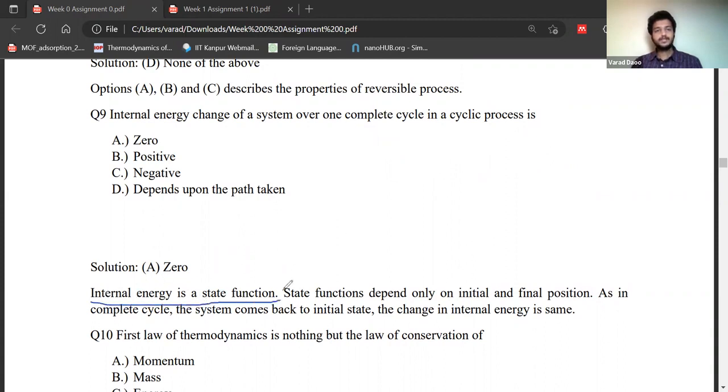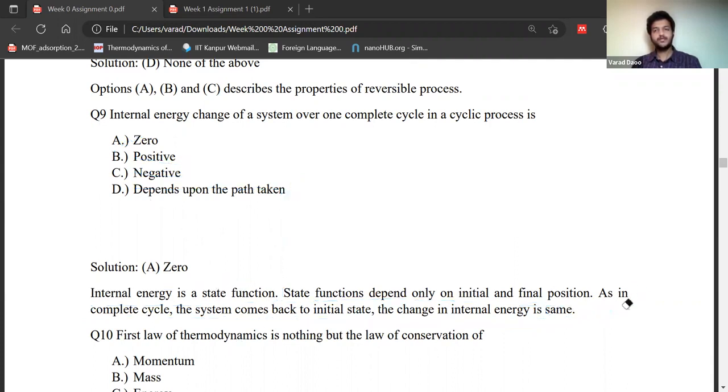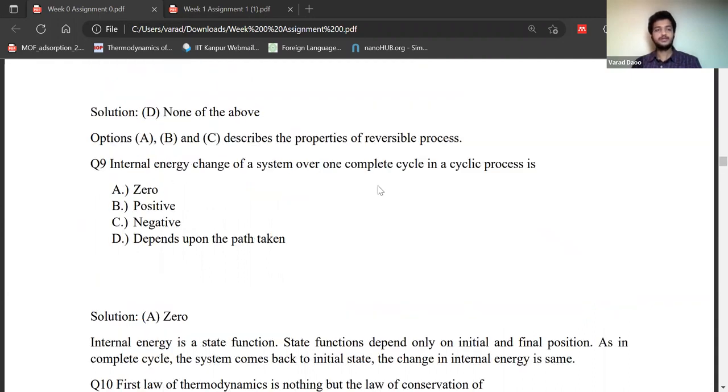So internal energy is a state function, right? State functions are thermodynamic functions whose value depends only on the current state of the system, and on the initial and final position. As in a complete cycle the system comes back to its initial state, the change in internal energy is 0. And state functions do not depend on path, right? So this is wrong, this is also wrong, this is also wrong. The correct answer is 0. Does anybody have any question? I'll wait for 30 seconds and then we can go to the next question.